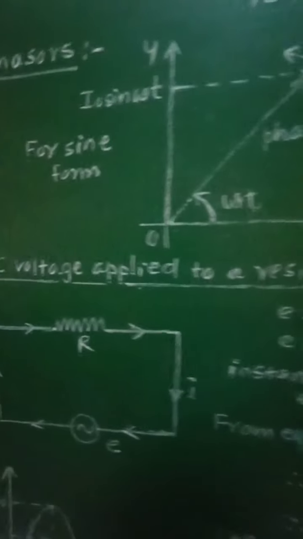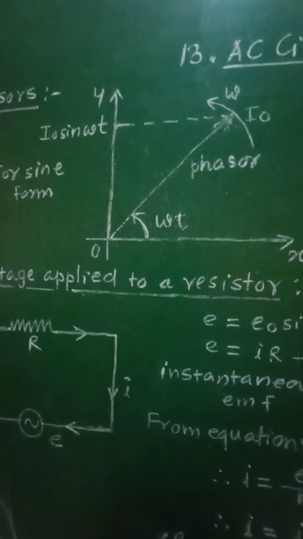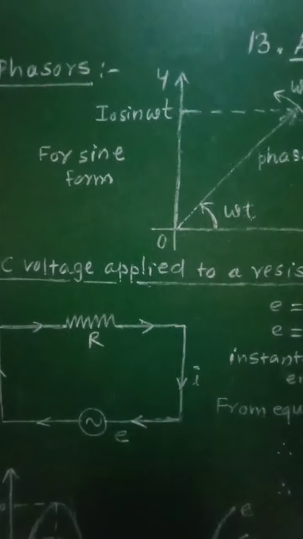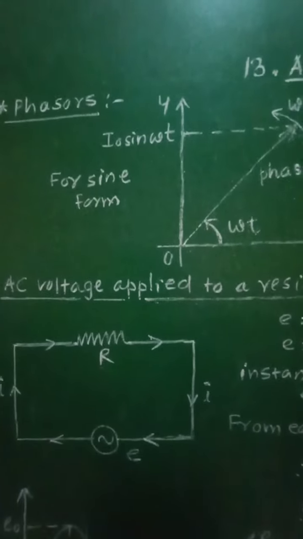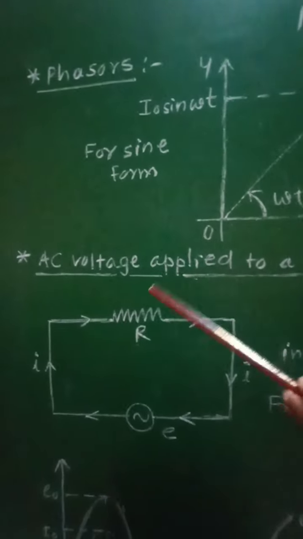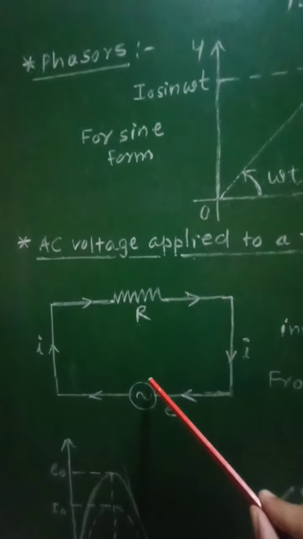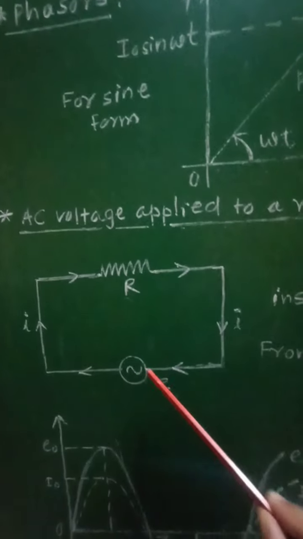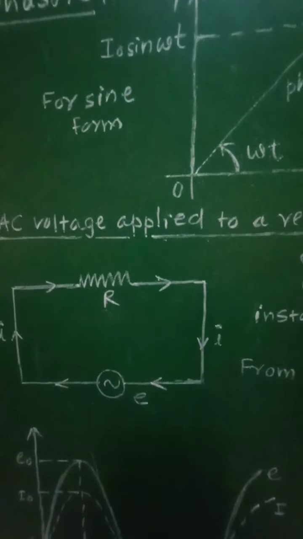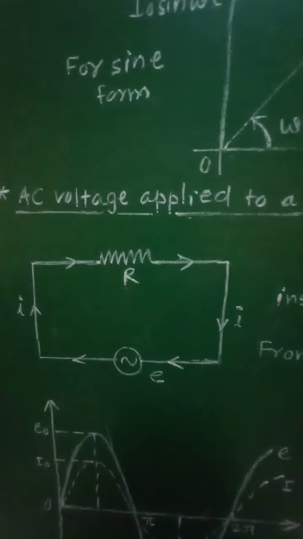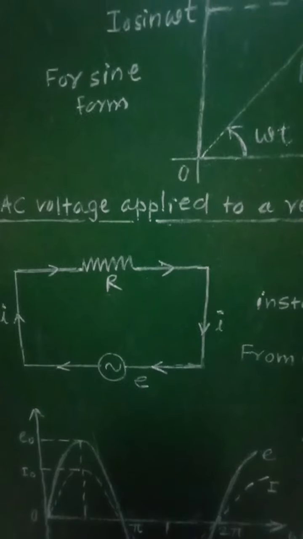Now let us see the next point, that is AC voltage applied to a resistor. That means we have to consider here a purely resistive circuit, and therefore consider a resistor of resistance R, which is connected to an AC EMF E. This symbol with the circle represents the AC supply, the AC EMF.